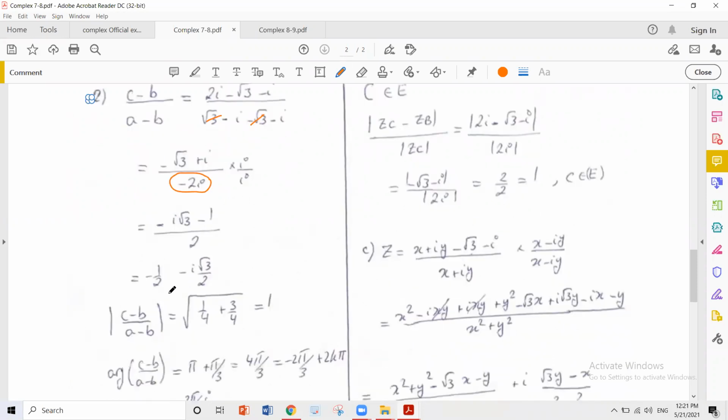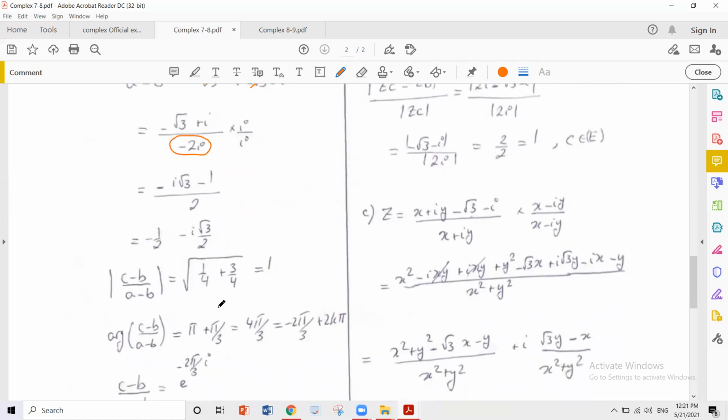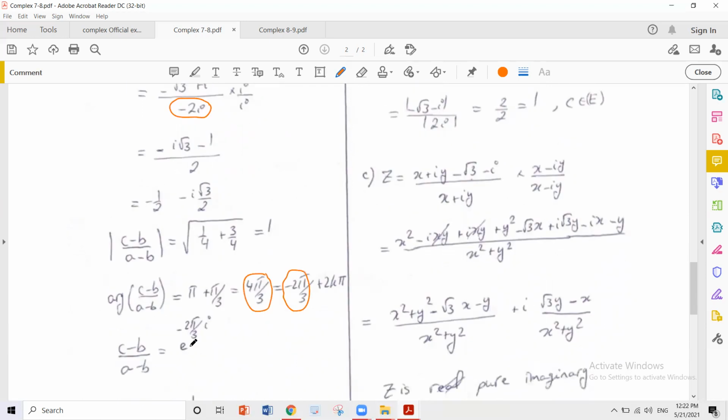So the modulus of C minus B over A minus B equals radical 1 over 4 plus 3 over 4 equal 1. By using your calculator, the argument بتاعتي minus 2 pi over 3 or 4 pi over 3 the same. So the exponential form is e minus 2 pi over 3i.